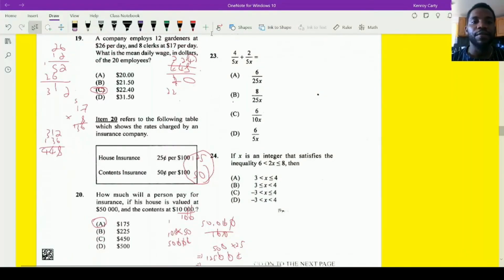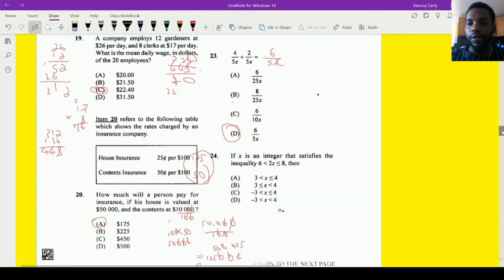Question 23 is a fraction, and how we add fractions is that we normally find the LCM. But good for us is that both fractions have the same denominator, which automatically makes the LCM 5x. Once you have the LCM, and since the denominators are the same, you simply just add the numerators. 4 plus 2 gives you 6. So it's 6 over 5x.